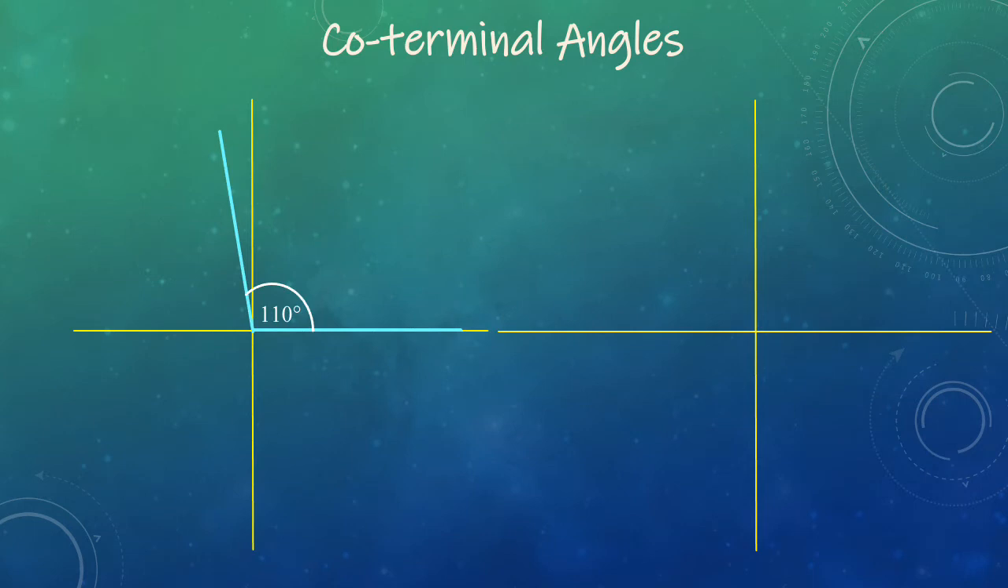Shown is a 110-degree angle in standard position. We see the initial side on the x-axis. We see the terminal side in quadrant 2. What we do not see is the actual rotation. We have no idea whether our angle was created clockwise or counterclockwise. We have no idea if, to create the 110 degrees, we went through 1 full rotation, 2 full rotations, or 100 full rotations.